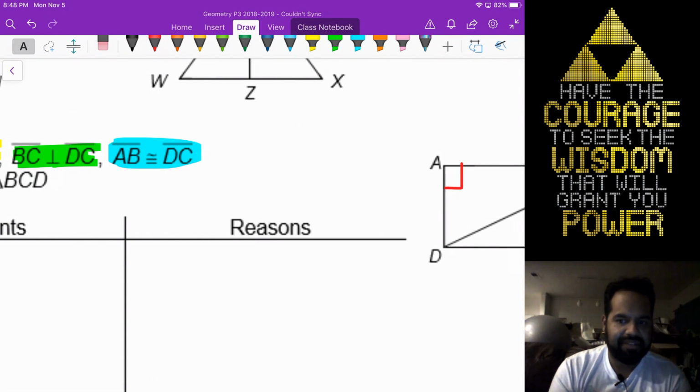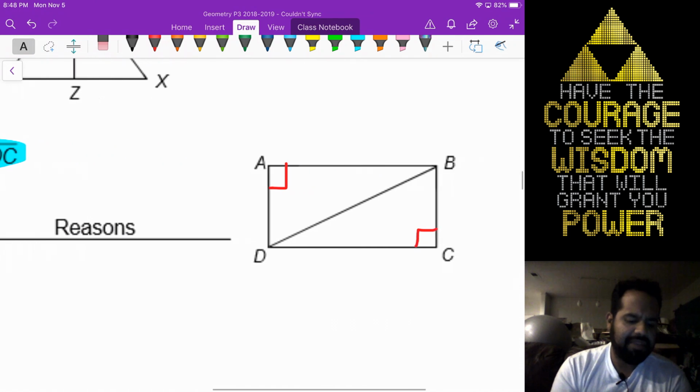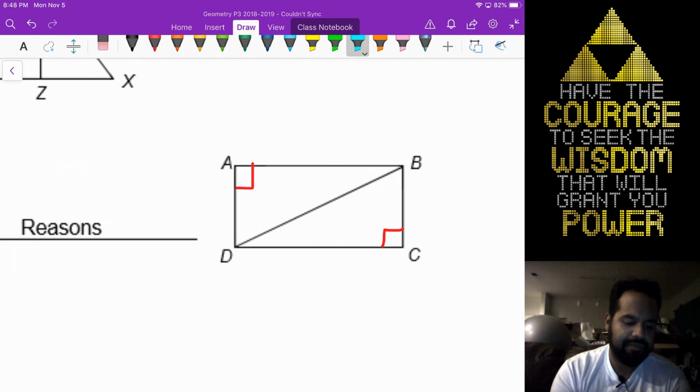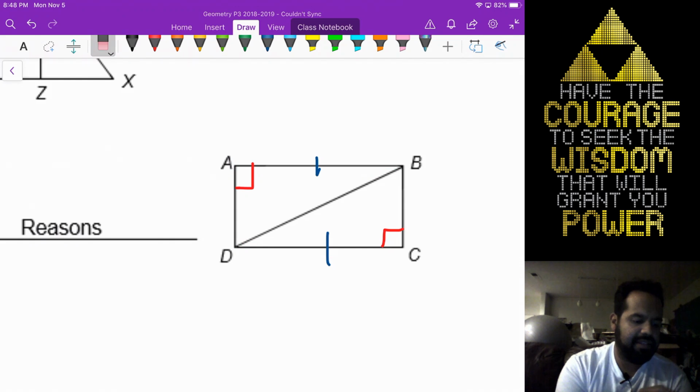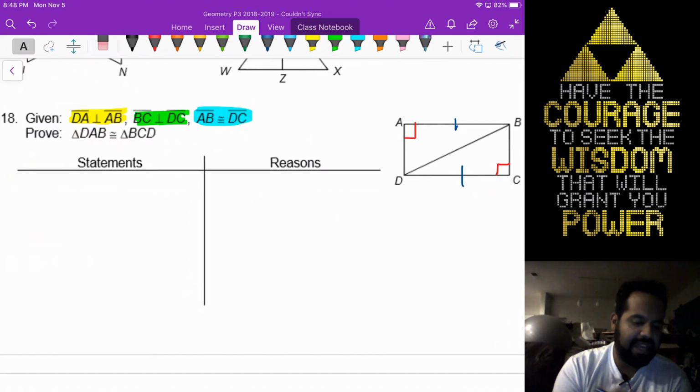Now those are segments. So that means that those 2 segments are going to be marked with the tick mark. So right away we're going to write all our givens. And actually, for the sake of time, I'll leave that to you to write down. I'm not going to write it down. Okay? But you better put that there.